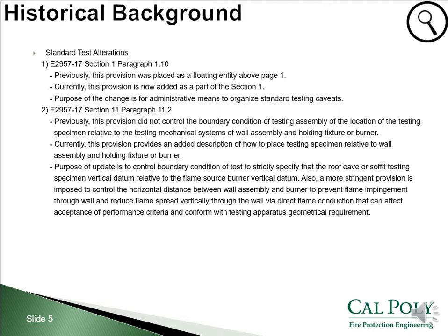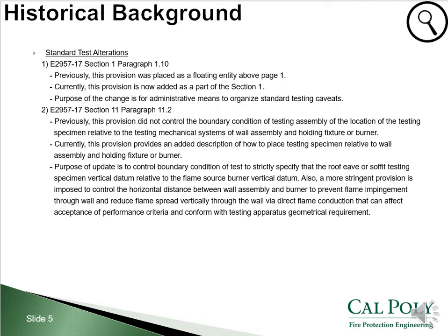Second, if you guys can turn to section 11, paragraph 11.2, the previous edition did not control the boundary condition of the location of the roof eaves or floor projections relative to the testing apparatus. The current edition now provides an added description of how to orient the testing specimen relative to the apparatus. The purpose of the update is to control the boundary condition of the test to strictly specify the vertical distance between the testing specimen and the ignition source burner.